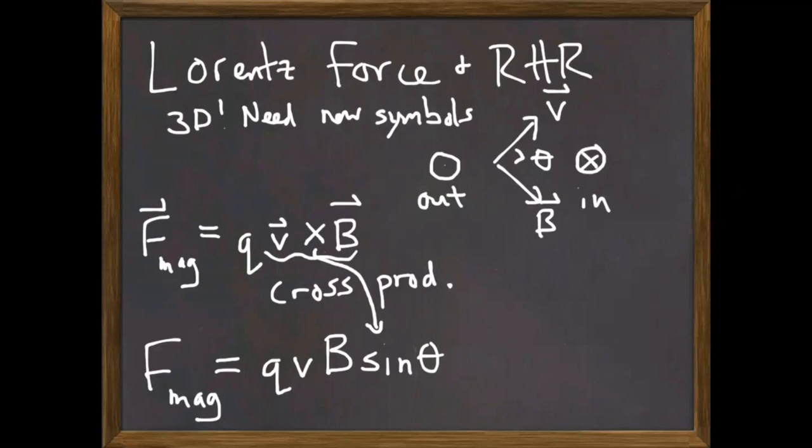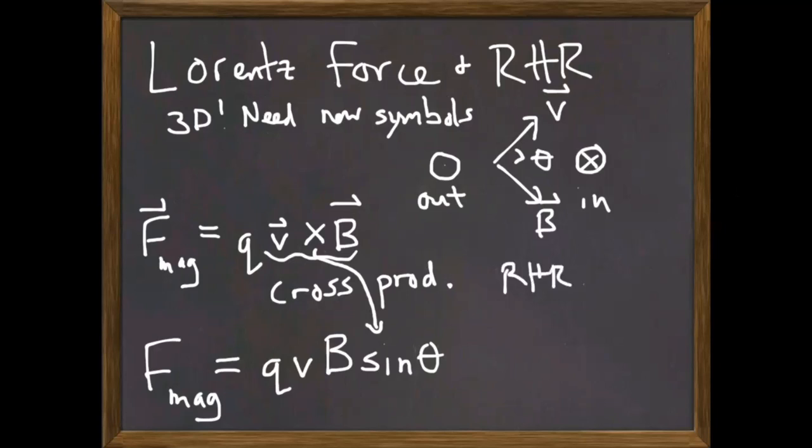Then we have to decide the direction. The direction of the magnetic force is perpendicular to both V and B. And so given our diagram up here where we have the velocity vector and the magnetic field vector, there are 2 choices. You could have the force pointing out of the page, or it could point into the page. And how do you decide? You have to use the right-hand rule.